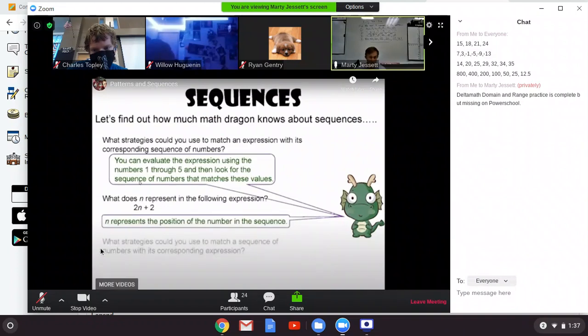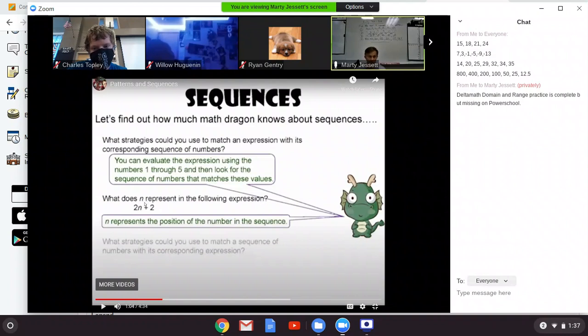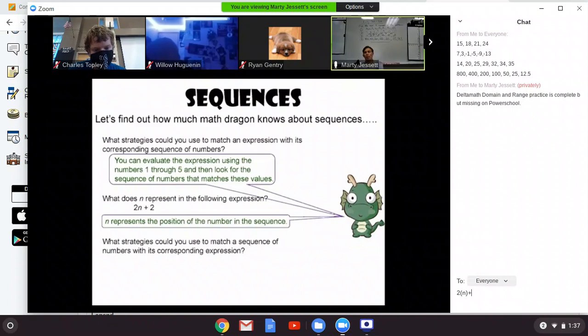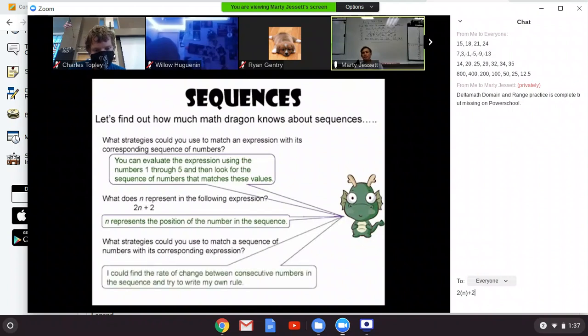So we're going to be talking about plugging in numbers 1, 2, 3, 4, 5 into an expression like 2n plus 2 to find a sequence. What strategies could you use to match a sequence of numbers with its corresponding expression? I could find the rate of change between consecutive numbers in the sequence and try to write my own rule.